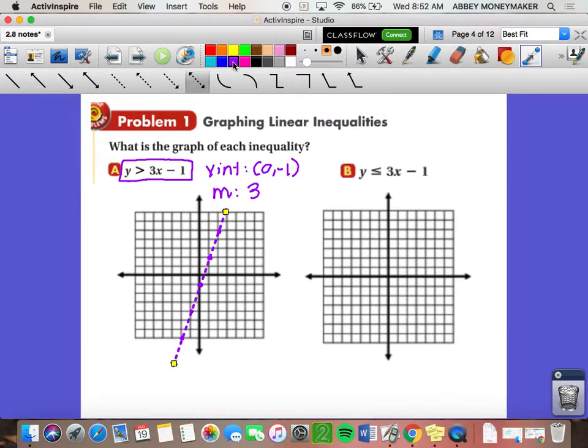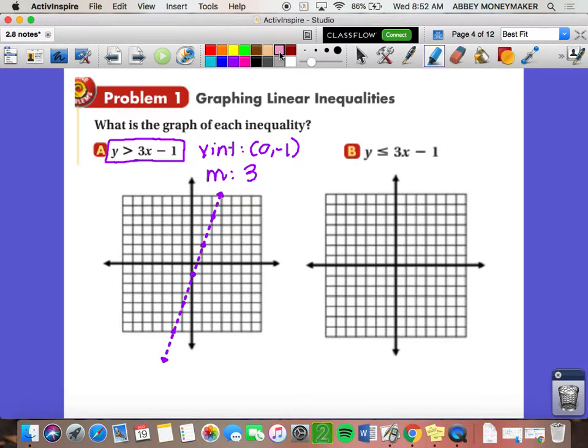This is probably one of my favorite tools. I love the line tool. It's so helpful. So I have my line graphed, and from here, all I have to do is now determine which way do I shade. Do I shade above the line or do I shade below the line? Well, the inequality statement says that this is greater than, so that means I can pick a point on that line and I'm going to shade above it. So that means the area that I would need to shade would be right here.